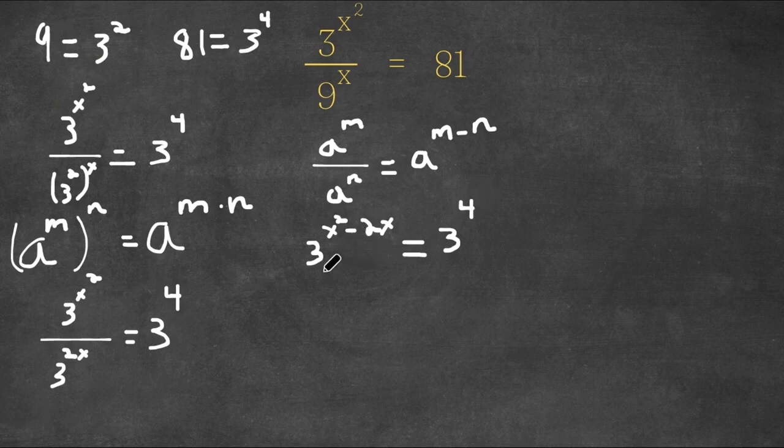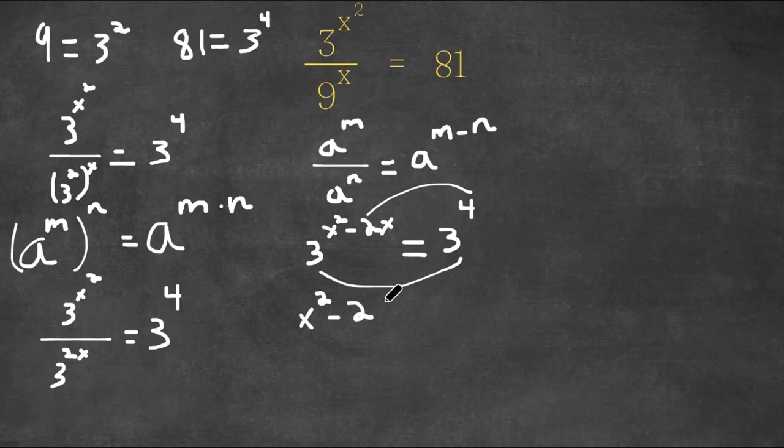Now, as you can see, our bases here are the same. And if our bases are the same, then our exponents have to be the same as well, or else this equation would not be true, right? So that means that x squared minus 2x is equal to 4.